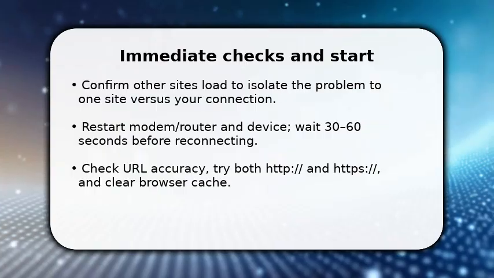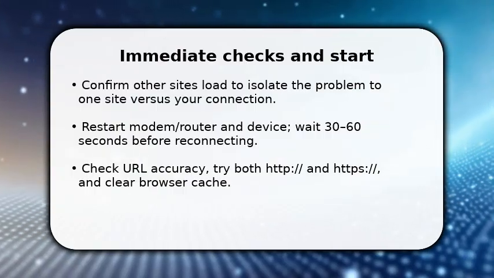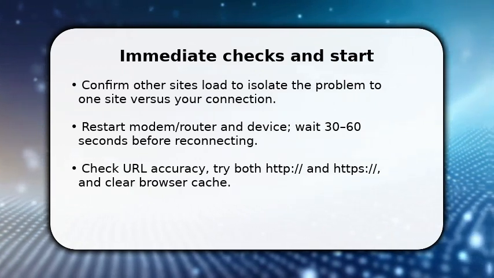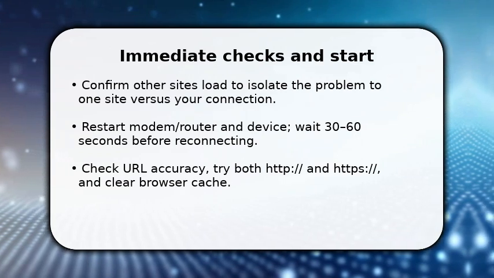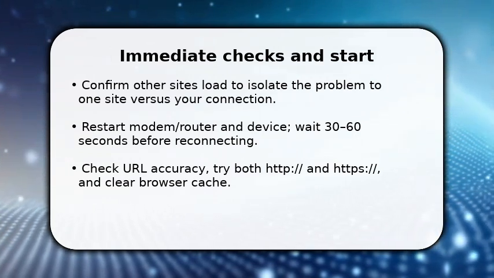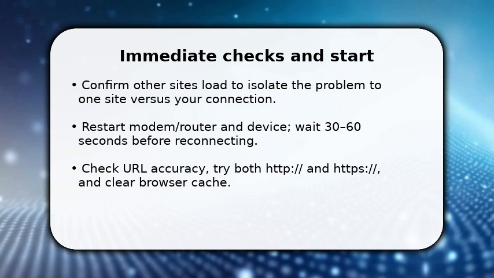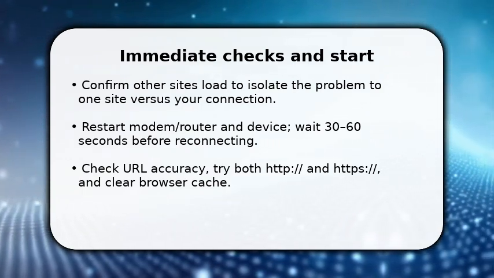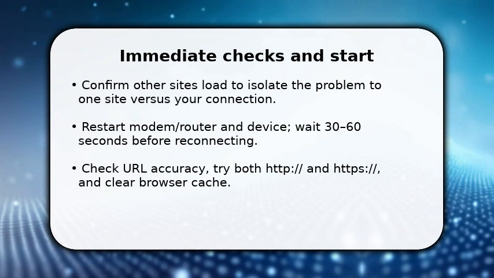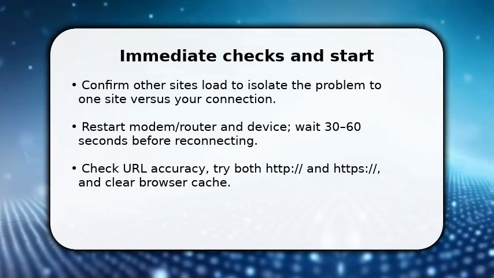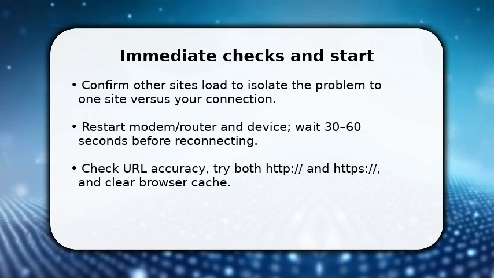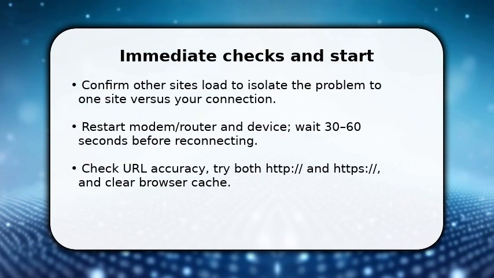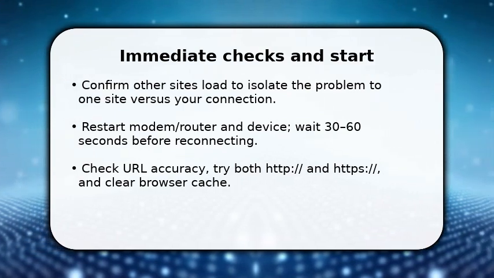Enjoy the video. You start by narrowing scope. If other sites load, the issue is the site or DNS. Once done, restart your modem or router and the device, wait 30 to 60 seconds, and reconnect to refresh IP leases. Make sure the URL is typed correctly and try both HTTP and HTTPS. Then clear the browser cache and open a private window to rule out cached errors. These steps remove common transient causes quickly, so you can move to targeted fixes without wasting time.